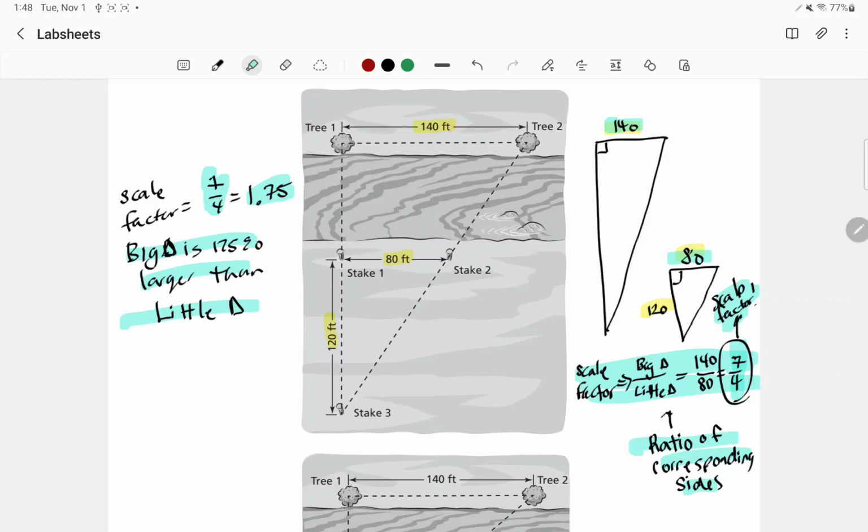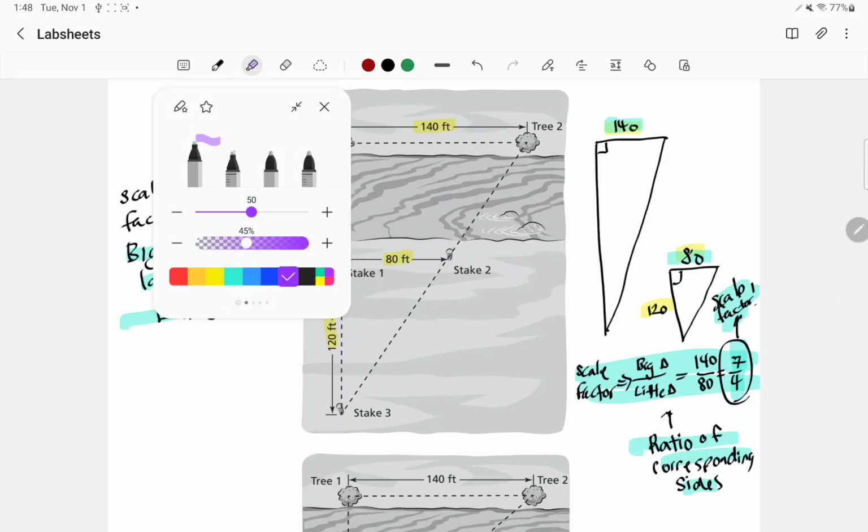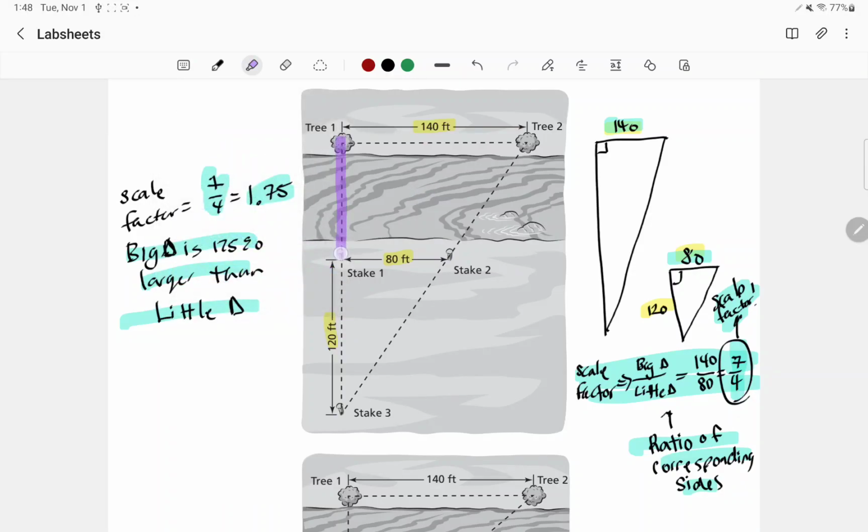Okay, now, all of that helps us to solve this problem, because what we really want to know, I'll highlight in purple, is this distance right here. That's what we want to know. So it's going to be something like this distance there. Well, we have to figure out what this total distance is. We don't know that yet, but we can use the scale factor.